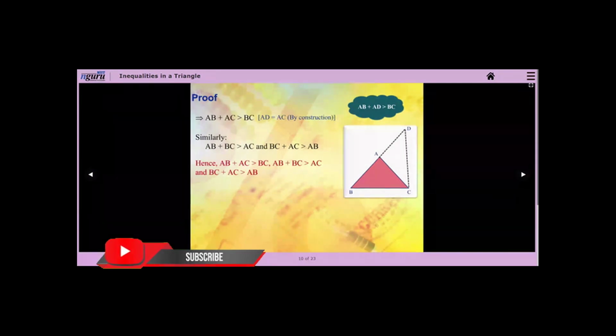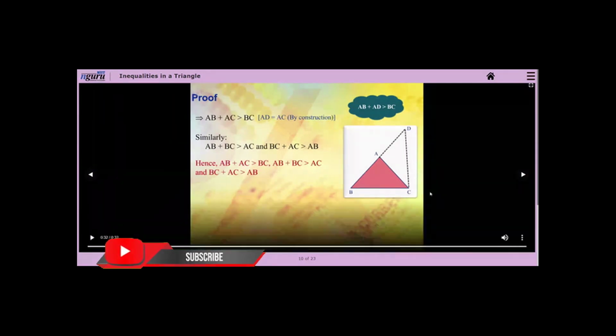How do you say it as a statement? Sum of any two sides of a triangle is greater than the third side, ma'am. Correct. Hence, AB plus AC is greater than BC, AB plus BC is greater than AC, and BC plus AC is greater than AB.